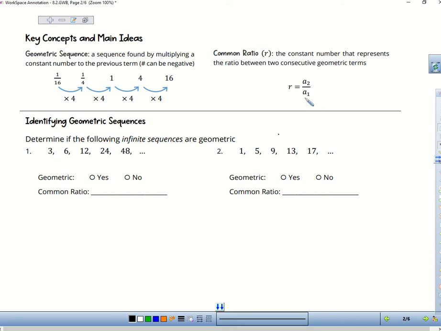So for number 1, what we're going to do is look at what's happening here. What happens from 3 to 6? It's doubled. Multiplied by 2. And is that consistent for the next one? Yes. So is this geometric? Yes, and its common ratio is? 2. Okay. So for the next one, how can we get from 1 to 5? Multiplying by 5, or I guess adding 5. Not adding 5, but adding 4.